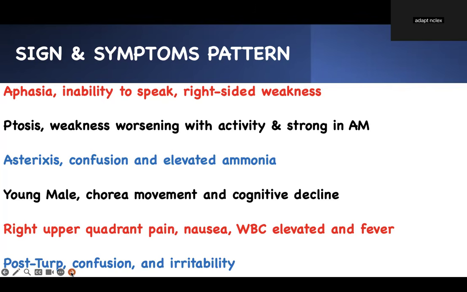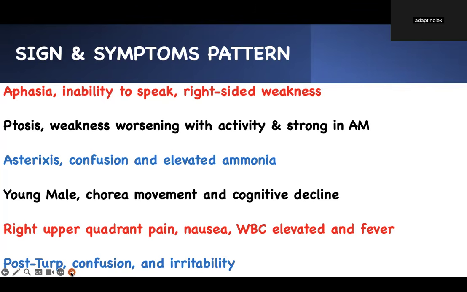Ptosis, and you have weakness, what? Worsening with activity. When you're stronger during the day and you get weak later on during the day. This has all Myasthenia gravis written over it. Pattern recognition, 3 words, and I've told you what Myasthenia gravis is.